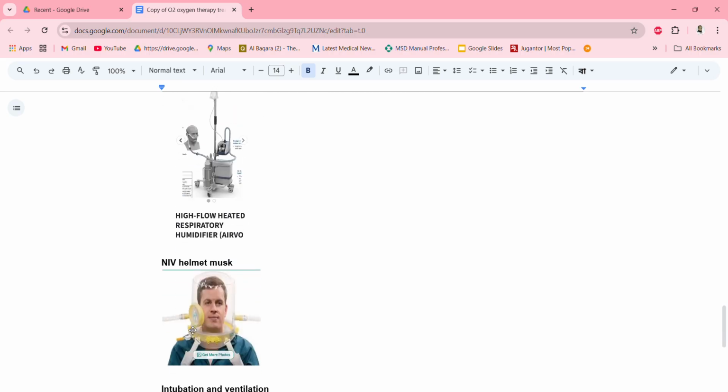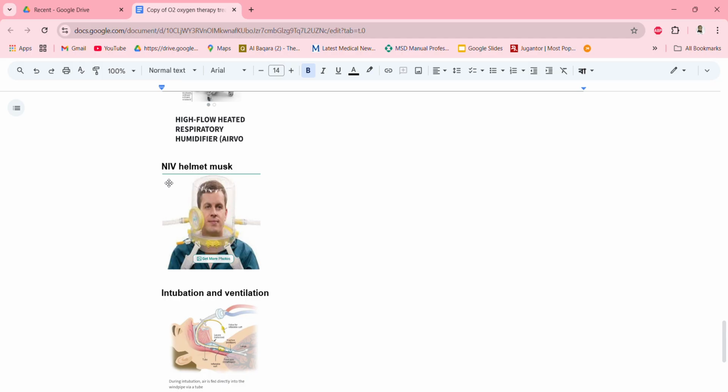And lastly, you see non-invasive ventilation, that means without intubation. This is a helmet mask. This machine pushes oxygen into the helmet, and the patient breathes both in and out within the helmet to take oxygen. This is given to a patient who is effortless in breathing.